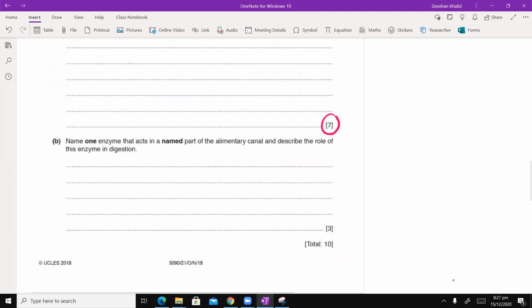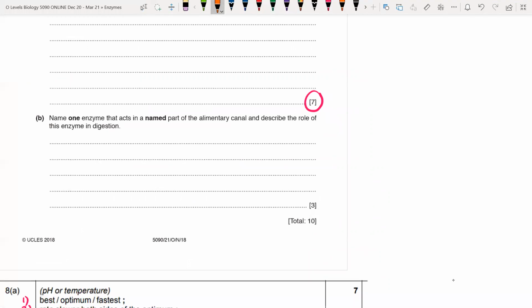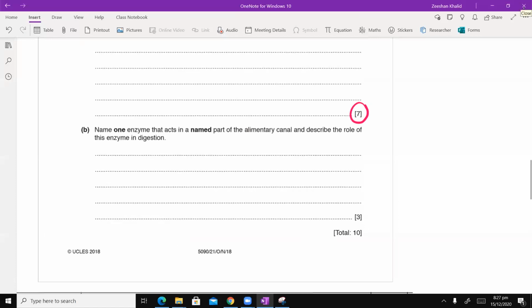Name one enzyme that acts in the named part of the alimentary canal and describe the role of this enzyme in digestion. I will generally answer this question for you guys, and then come back to this. Look, I told you before that there are enzymes for carbohydrates. You know the end product of digestion of carbohydrates. By the way, what I'm writing here on these lines is not the answer to this question. I'm generally setting the context. I will answer this question also.